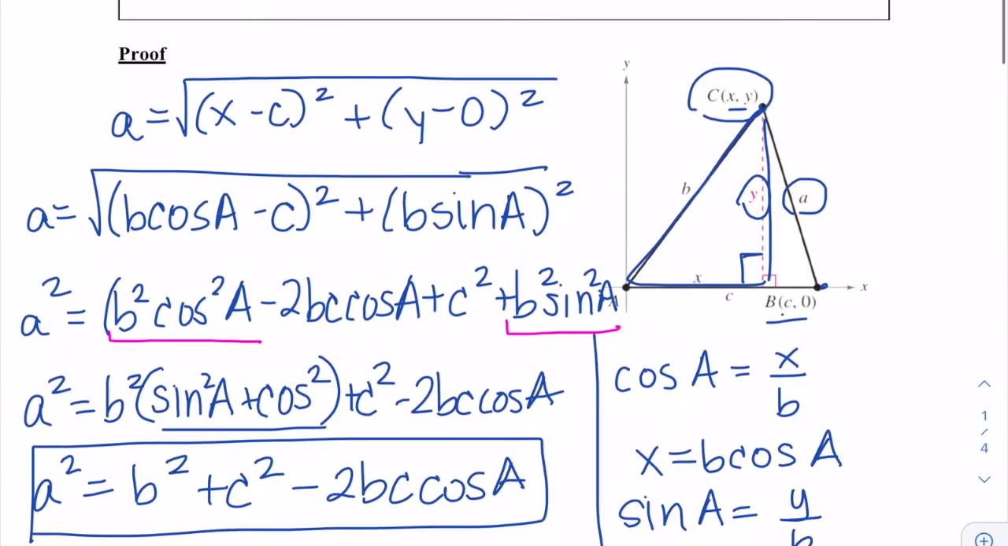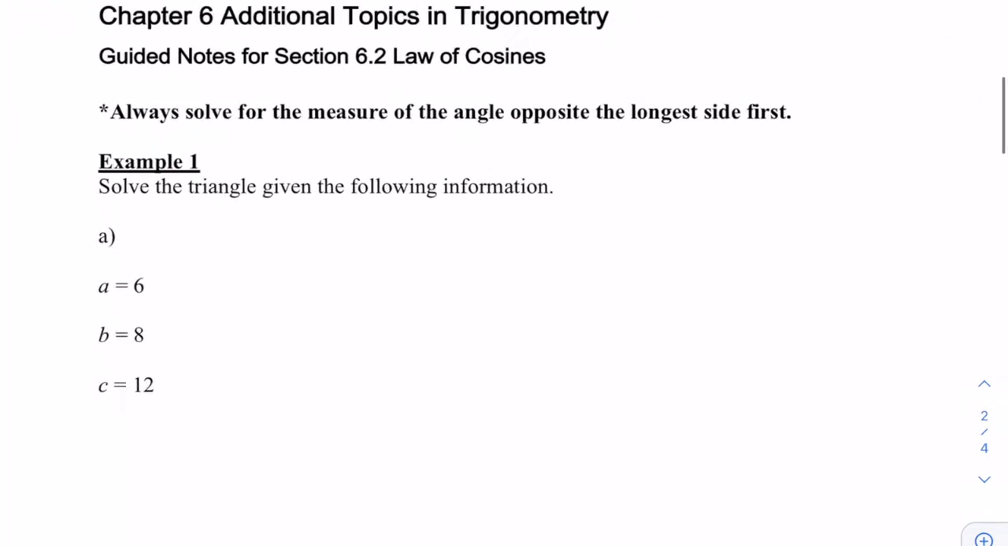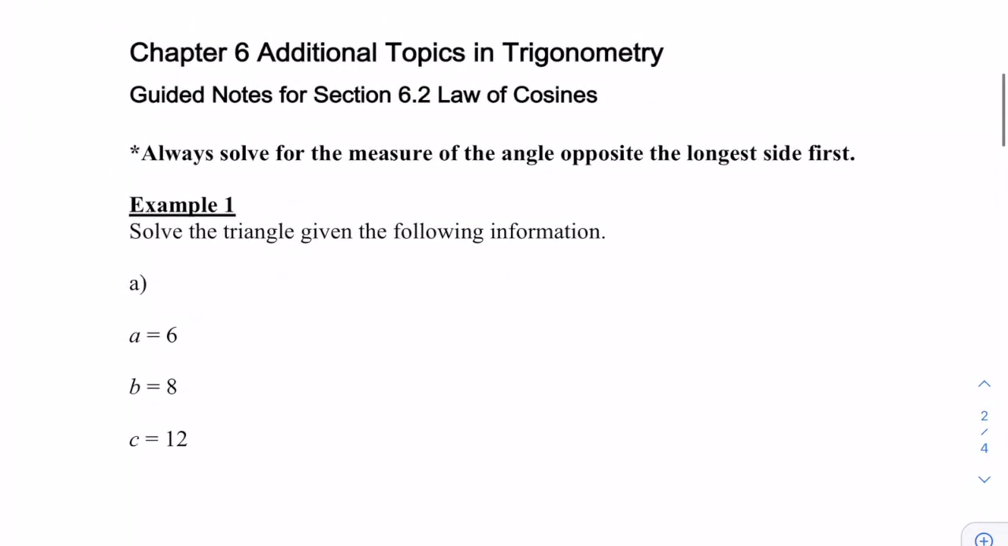All right, let's go to a practice problem. So for this one, we have the sides are 6, 8, and 12.